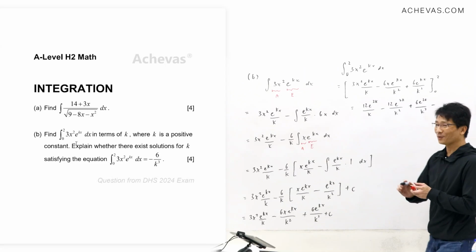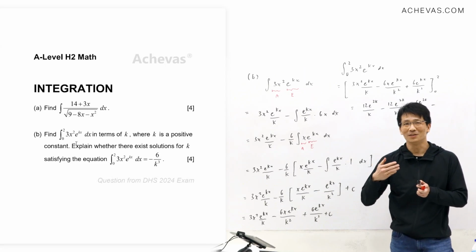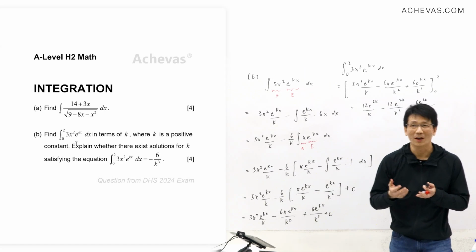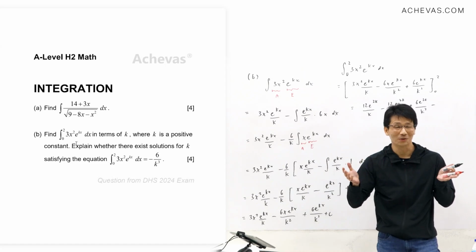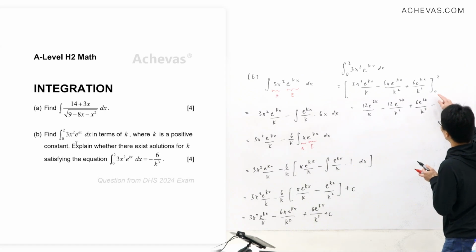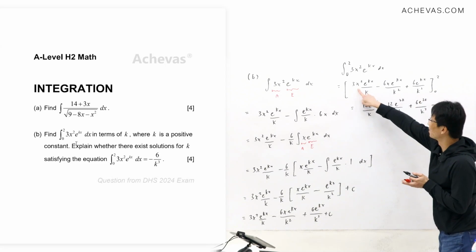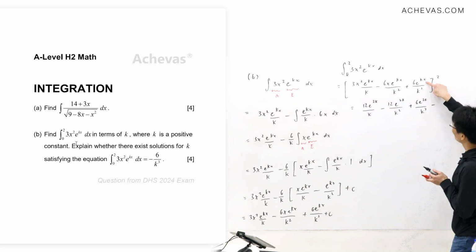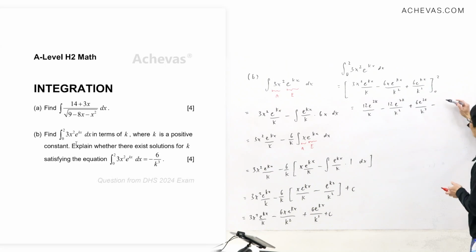And usually when I see one of the limits is 0, a lot of students actually assume that when you put in 0, every single thing is equal to 0. But it's not very true. In this case, when you put in 0, there will still be some value. So you put in 0, this is gone, this is gone. But when you put in 0 here, e to the power of 0 is 1. So you should be left with a 6 over k cubed.